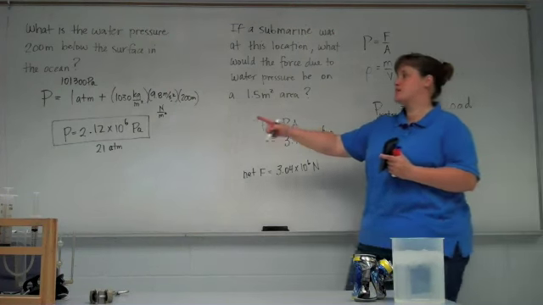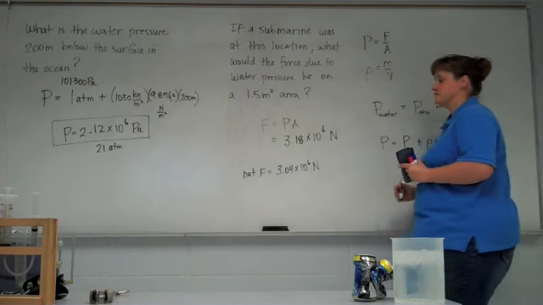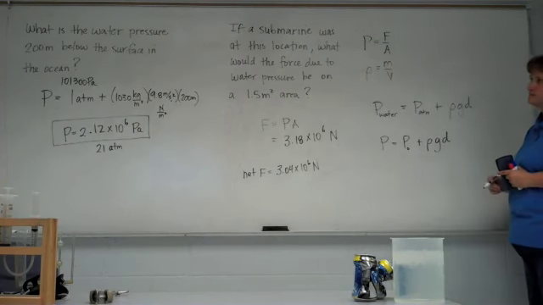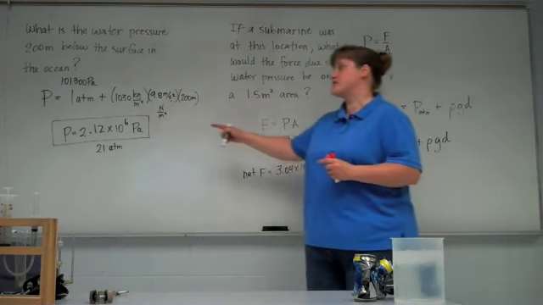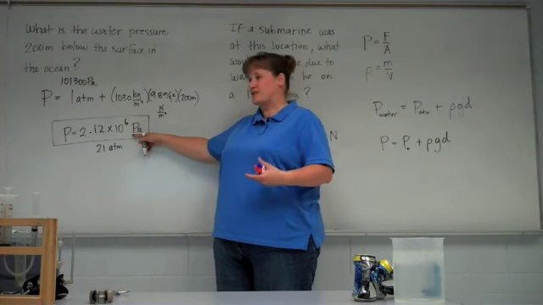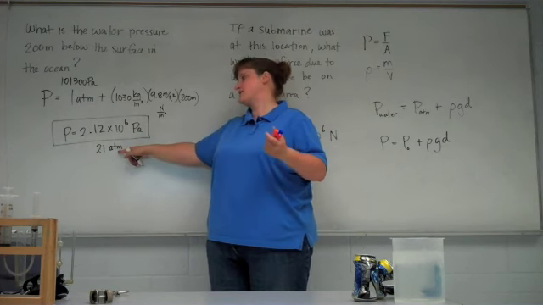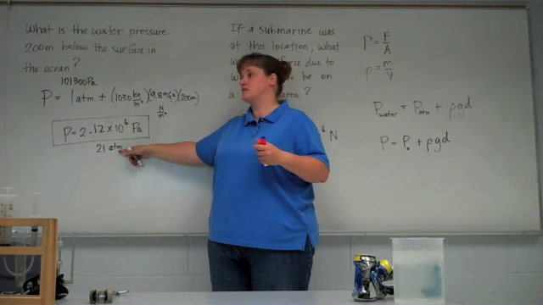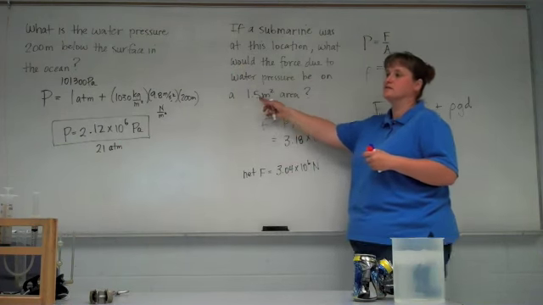I took this pressure times that area. For the net force, I took the net pressure. This is the pressure inwards from the water, and I subtracted the atmospheric pressure that was outwards. So basically I took 21 minus 1, got 20. So the net pressure would be 20 atm. I put it back into pascals, and then multiplied it by the area.